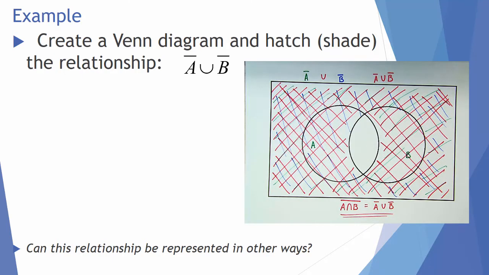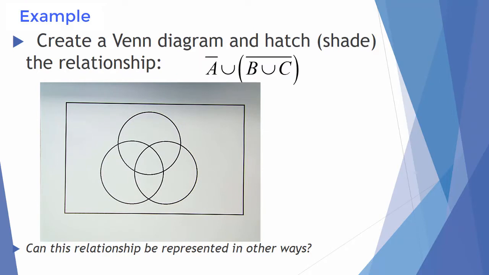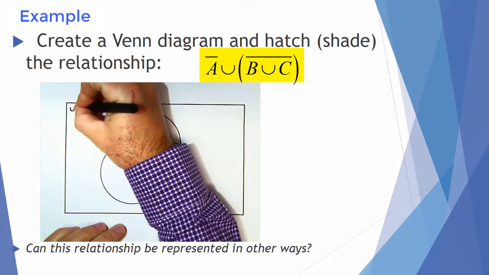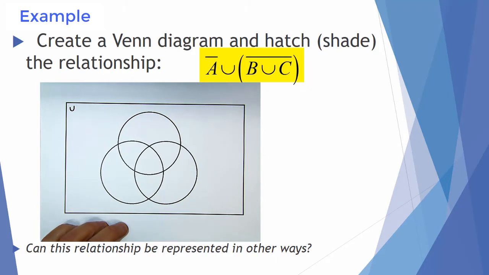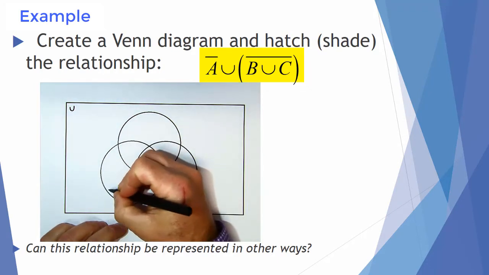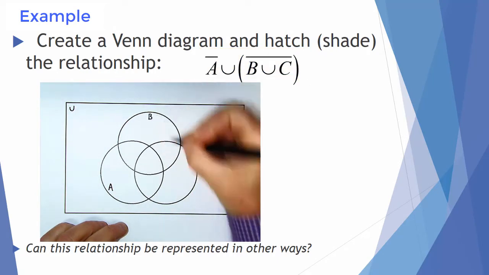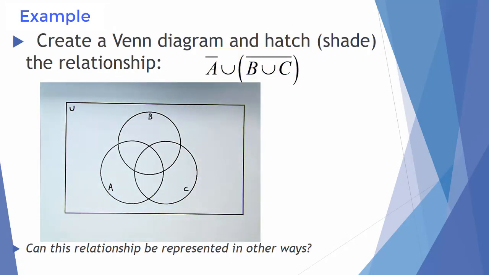Let's take a look at another example. Let's create a Venn diagram and shade the relationship represented by the complement of A union the complement of B union C in parentheses. Well, we obviously have three sets within our universe here, so the universe is everything within the rectangle, and we have set A, which we'll put in the bottom left, B, which we'll put up here on top, and C in the bottom right.